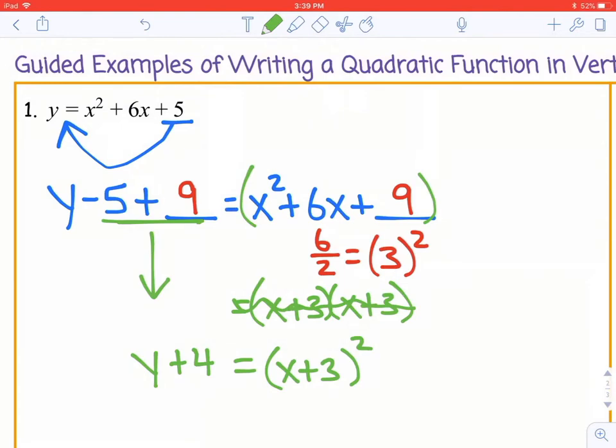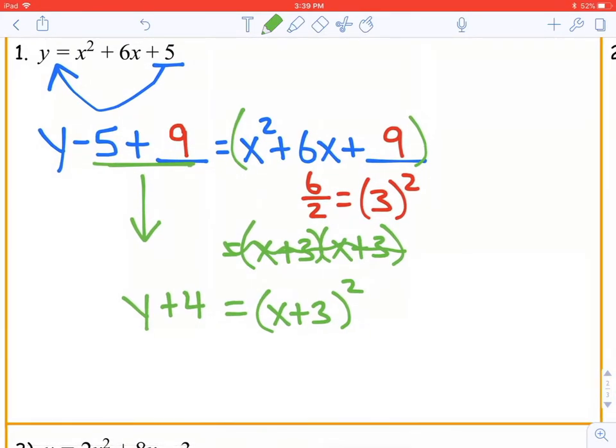Now we're almost finished. All you've got to do is get y by itself again, and you will have vertex form. So we just need to move the 4 back to the other side, and we have it in vertex form. So it's really not too bad.